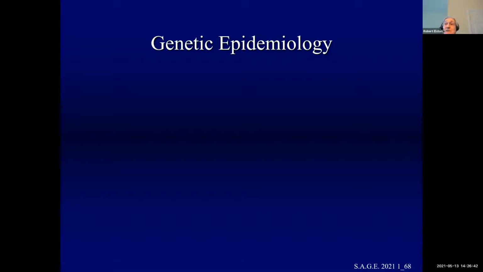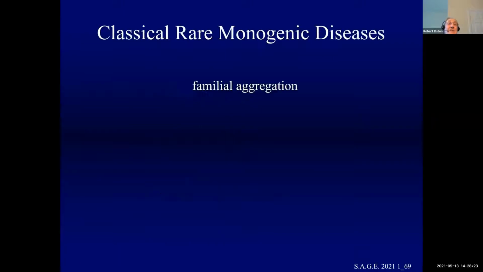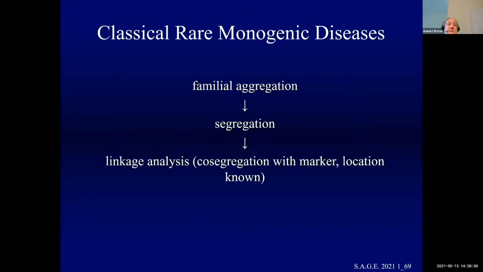Okay, so now let's go to talk about genetic epidemiology. There are several steps in genetic epidemiology. There are 4 steps. First of all, you can look for aggregation, then you can look for segregation, and then you can look for co-segregation. Now, for a classical rare monogenic disease, familial aggregation first, then segregation, then linkage analysis, which is co-segregation with a marker whose location on the chromosomes is known. And then you go to what is known as positional cloning.